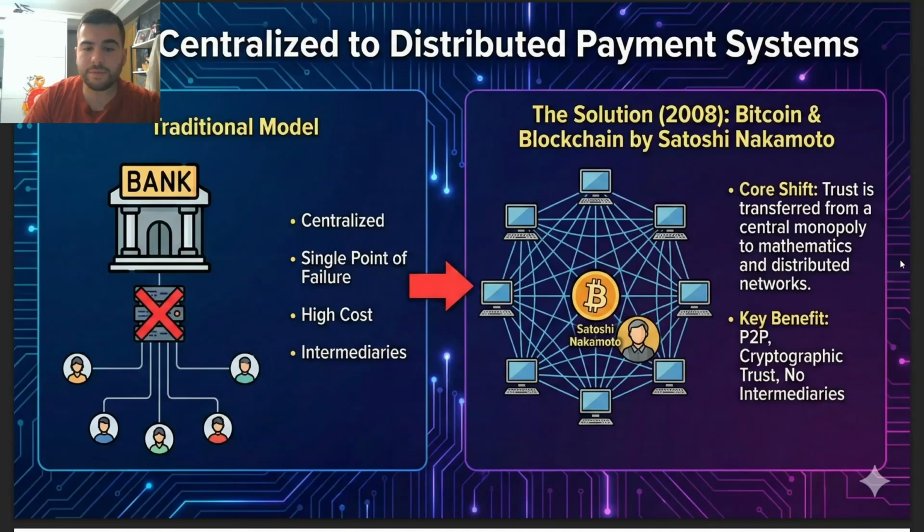The solution introduced by Satoshi Nakamoto in 2008 is the blockchain-based distributed system shown on the right. In this structure, there is no boss or central server. Instead, trust is entrusted to mathematics and a distributed network of computers. This allows people to transfer value peer-to-peer without intermediaries, ensuring that even if some nodes fail, the system continues to function smoothly.